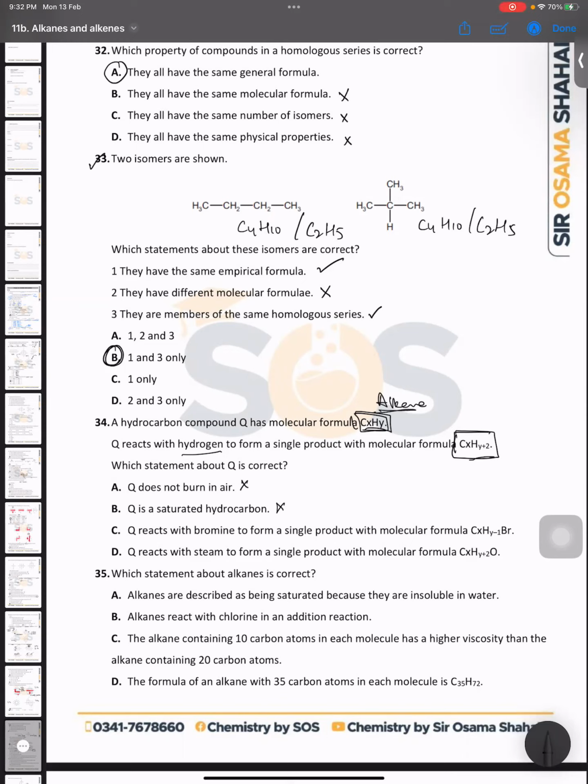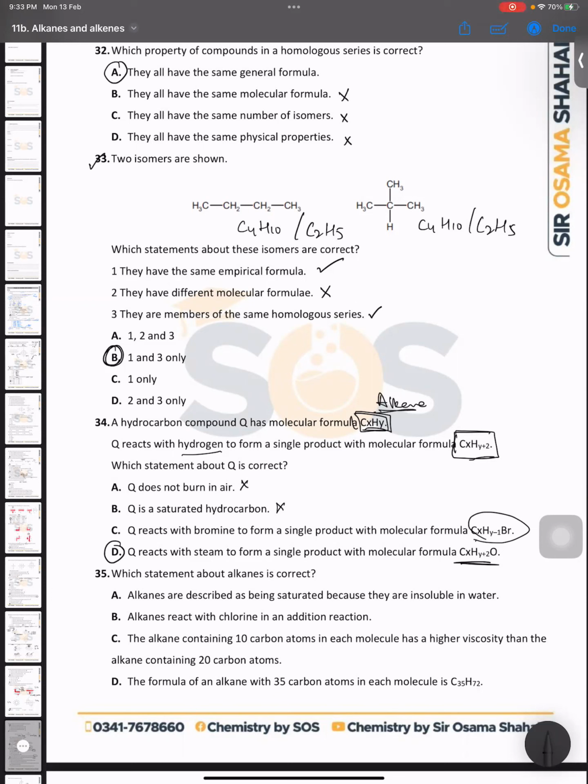Q reacts with bromine to form a single product with a molecular formula. No, it should be the addition of bromine over there. Q reacts with steam to form a single product with a molecular formula. This is the right answer. The hydrogen and the oxygen are going to be added over there. So D would be the right answer.